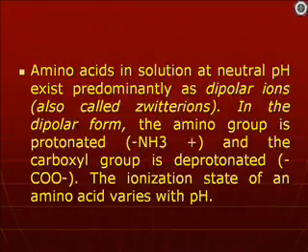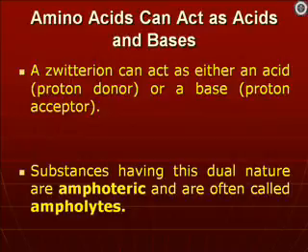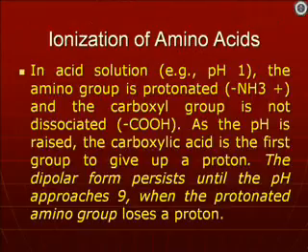The ionization state of an amino acid varies with the pH. A zwitter ion can act either as an acid or as a base, that is, as a proton donor or a proton acceptor. Substances having this dual nature are called amphoteric, also known as ampholytes.